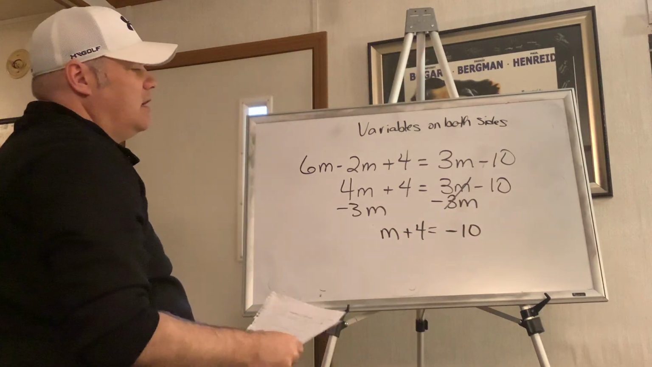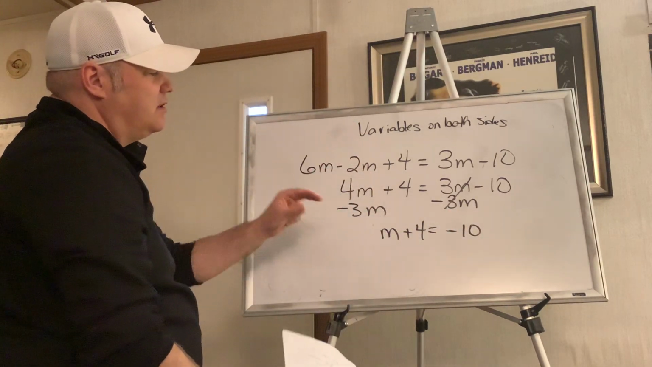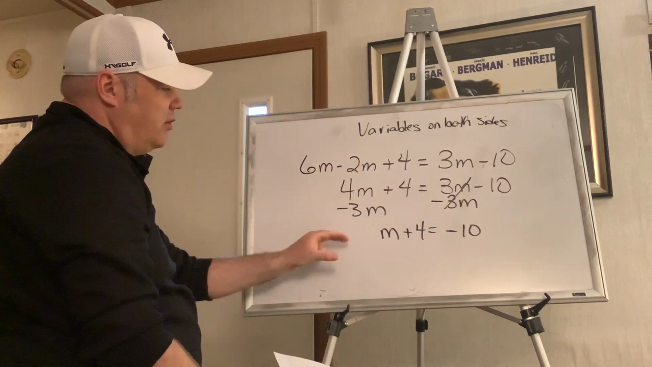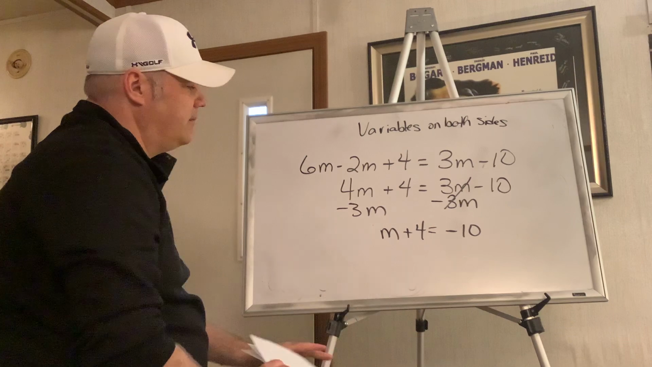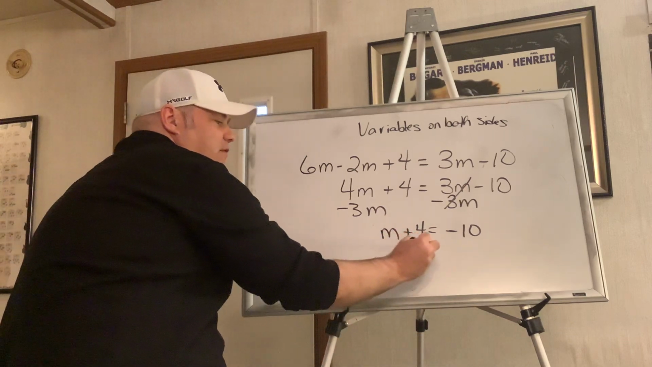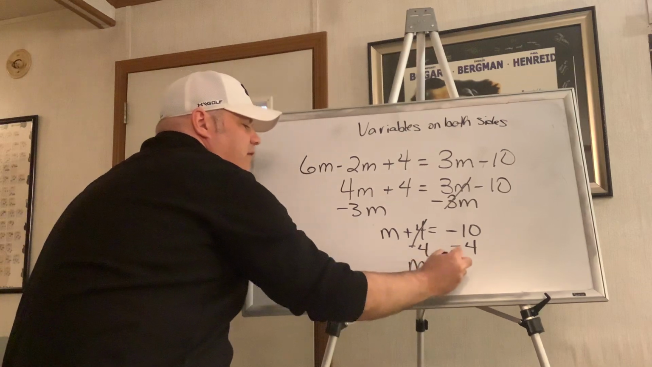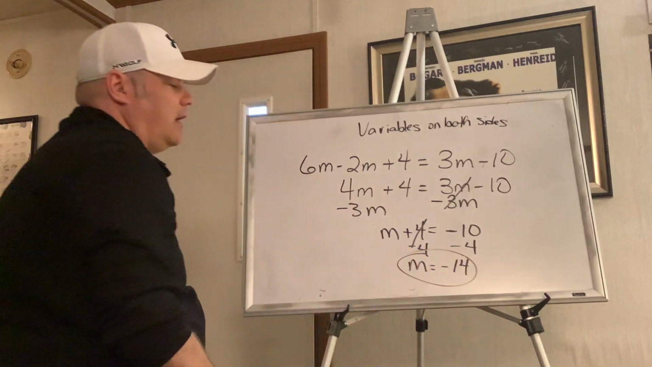As you can see, if you always move to the left side, then you don't have to question where you're moving things. You always get your variable over here, you always get your numbers over here. Now all I have to do is move this number over here, and I have m is negative 14. Okay?